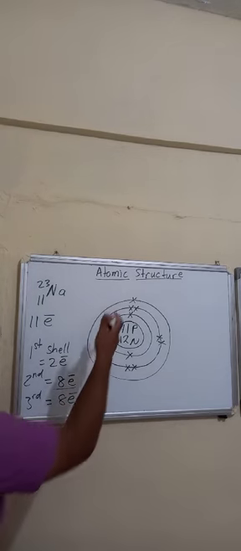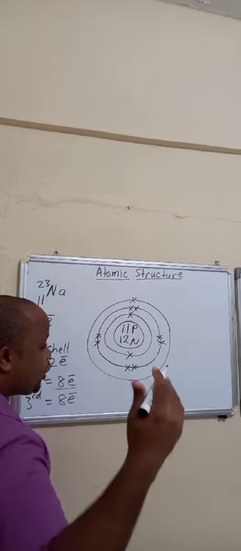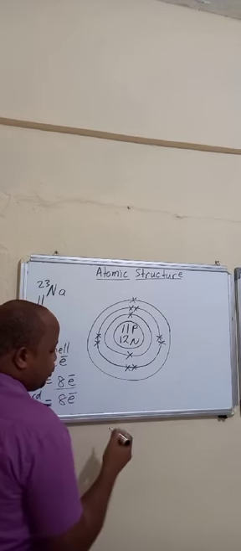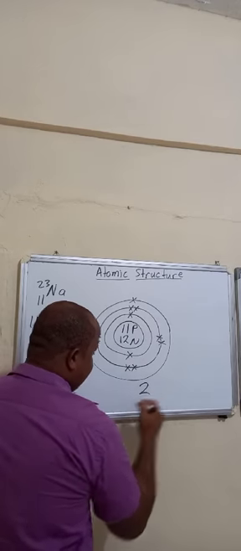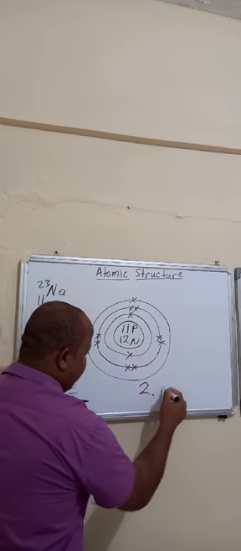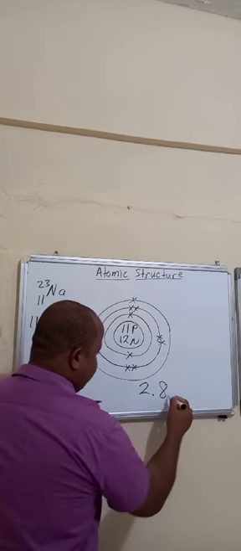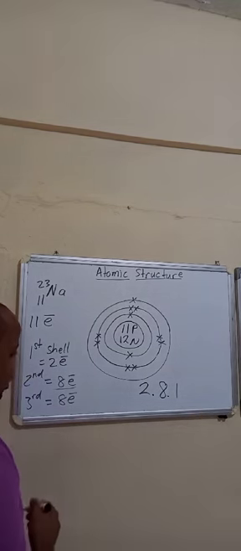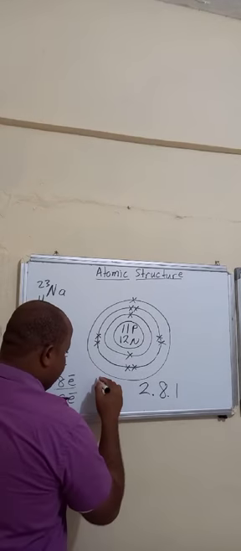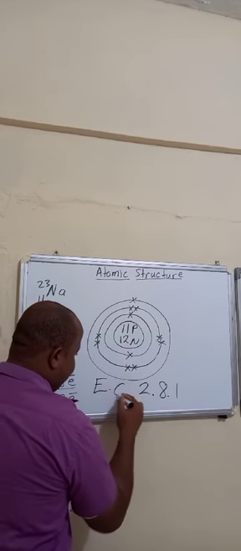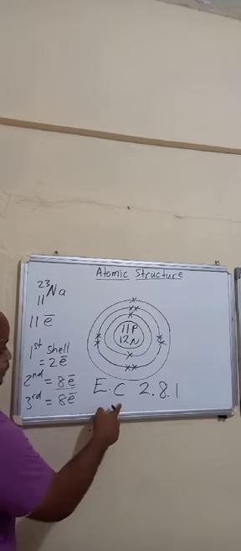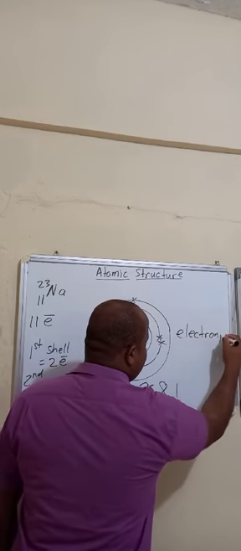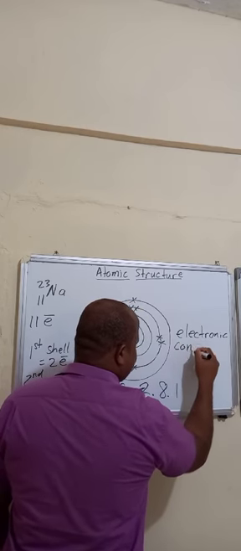Now if we look at how the electrons are arranged on the shells in sodium, we have 2 electrons on the first shell, then 8 electrons on the second shell, and 1 on the third shell. This arrangement is called the electronic configuration, EC for short. So that is electronic configuration.